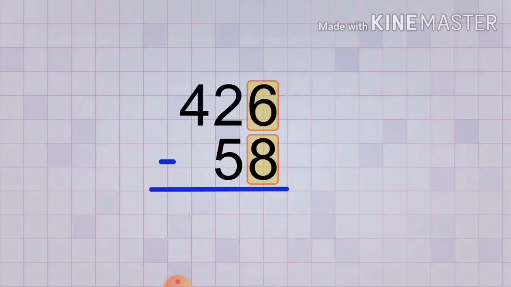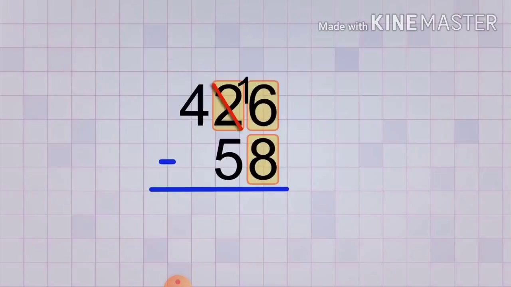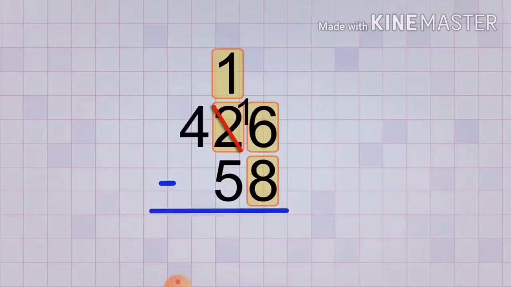We always borrow from the number place on the left. We'll borrow a 1, which is really a 10, and we'll write it in front of our borrowing digit, in this case 6, which gives us 16. And don't forget to make the digit we borrowed from smaller by 1. You can just cross it out and write the new smaller number above it, like this.